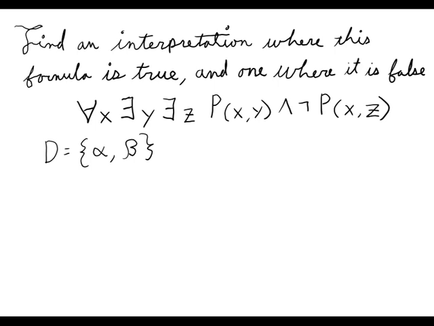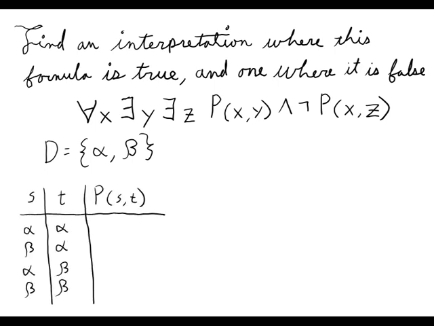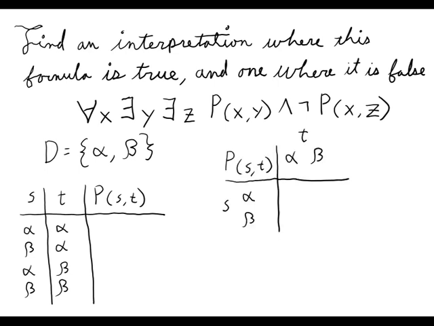To make an interpretation with this domain, we have to decide whether P(s, t) is true for every possible substitution of s and t for objects in the domain. Since P is a predicate of two variables, we can represent P in a table like this, where the first variable is shown by the rows of the table and the second variable is shown by the columns of the table.